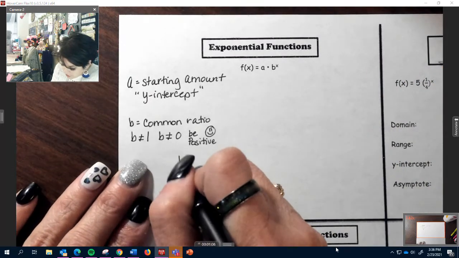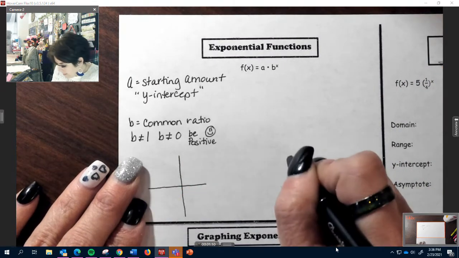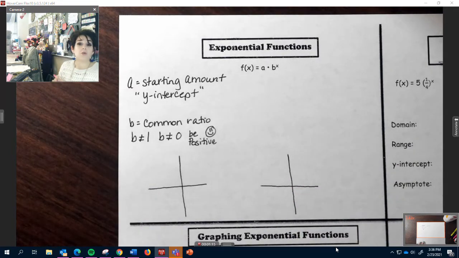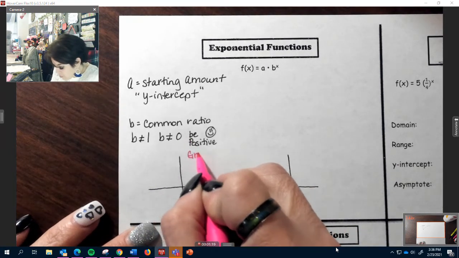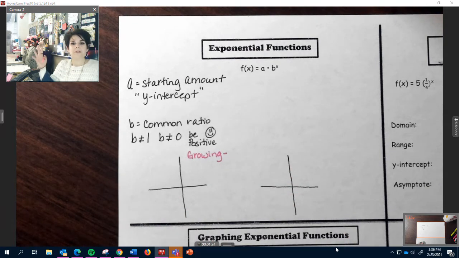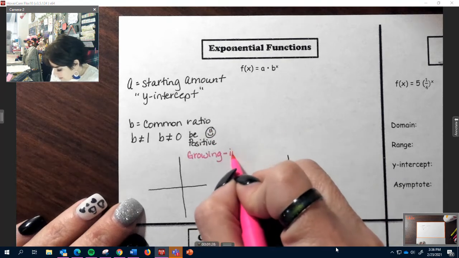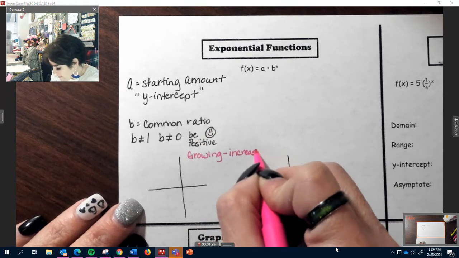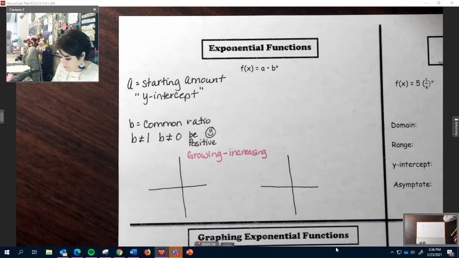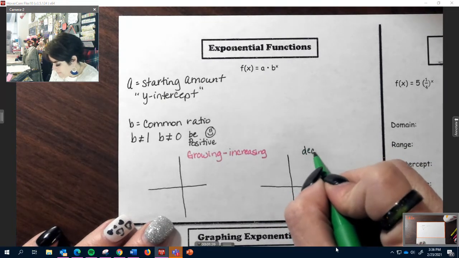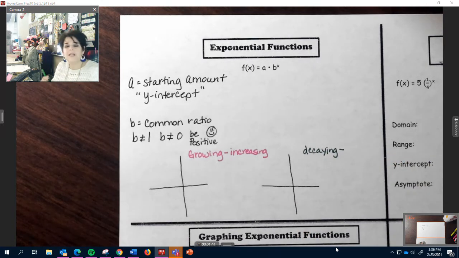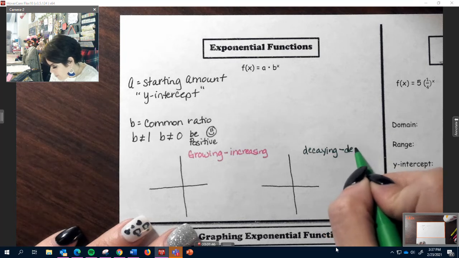Okay, let's do a couple of pictures. All right, let's put some graphs on here. Let's do a growing graph, a graph that is growing. And when you think about the word growing, you think about something getting bigger, so it's increasing. So this is going to be growing and increasing. And then we'll do this other graph over here. I'll do it in green. And we're going to call this a decaying graph. And when you think about decaying, think about decreasing, getting smaller. Decaying will be decreasing.